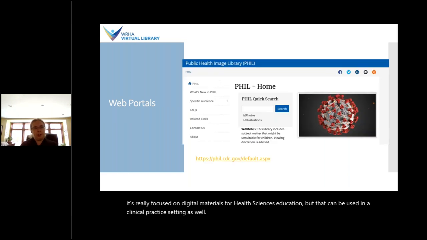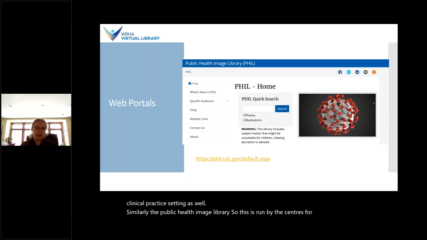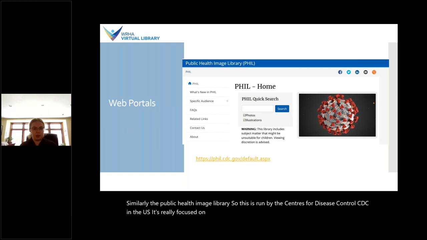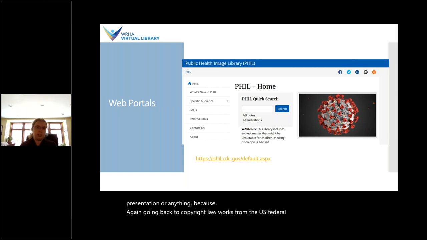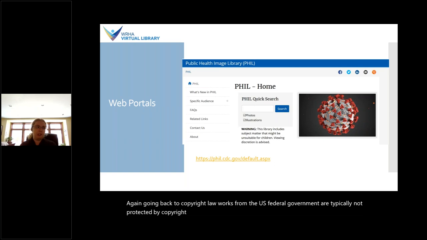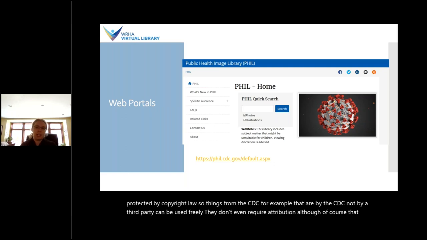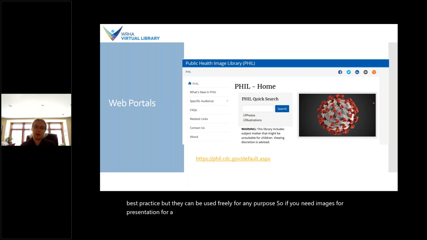Similarly, the Public Health Image Library is run by the Centers for Disease Control, the CDC, in the US. It's really focused on public health, but they've also got some histology and other images in here as well. This is a great place to look if you need images for a presentation or anything, because again, going back to copyright law, works from the US federal government are typically not protected by copyright law. So things from the CDC, for example, that are by the CDC, not by a third party, can be used freely. They don't even require attribution, although of course that is best practice, but they can be used freely for any purpose. So if you need images for a presentation, for a handout, this is a great place to go to get them.